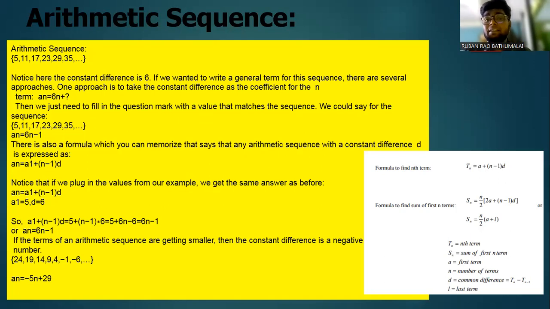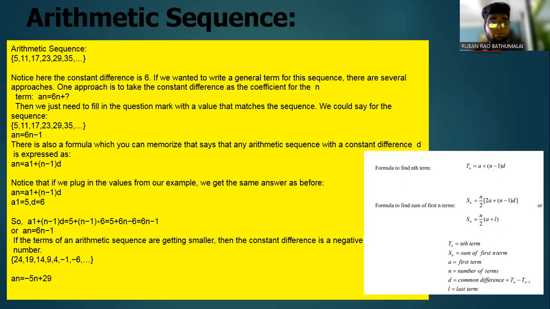If we want to write the general term of this sequence, there are several approaches. One approach is to take the constant difference as the coefficient of n. Here you can see the formula, which you can refer to for what we have to use. I just use a n, because the first term and number of terms is quite lengthy to say. So a n equals 6n plus something. Then you just fill in the question mark with the value that matches the sequence.